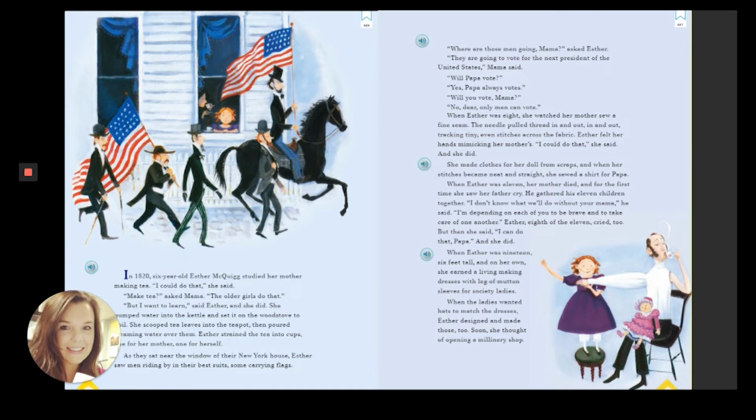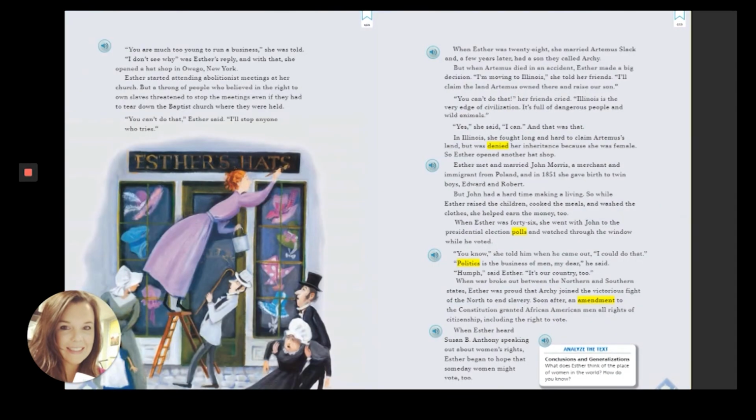When Esther was 19, 6 feet tall and on her own, she earned a living making dresses with leg of mutton sleeves for society ladies. When the ladies wanted hats to match the dresses, Esther designed and made those too. Soon she thought of opening a millinery shop. You are much too young to run a business, she was told. I don't see why, was Esther's reply, and with that she opened a hat shop in Owego, New York.